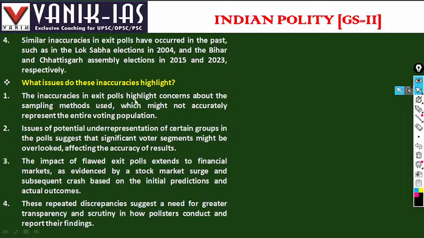The inaccuracy in exit polls highlights concerns about the sampling method used, which might not accurately represent the entire voting population. Potential underrepresentation of certain groups in the poll suggests that significant vote segments might be overlooked, affecting the accuracy of the results. The impact of flawed exit polls extends to the financial market, as evidenced by a stock market surge and subsequent crash based on the initial prediction and actual outcome. These repeated discrepancies suggest a need for greater transparency and scrutiny in how polls are conducted and how pollsters report their findings.